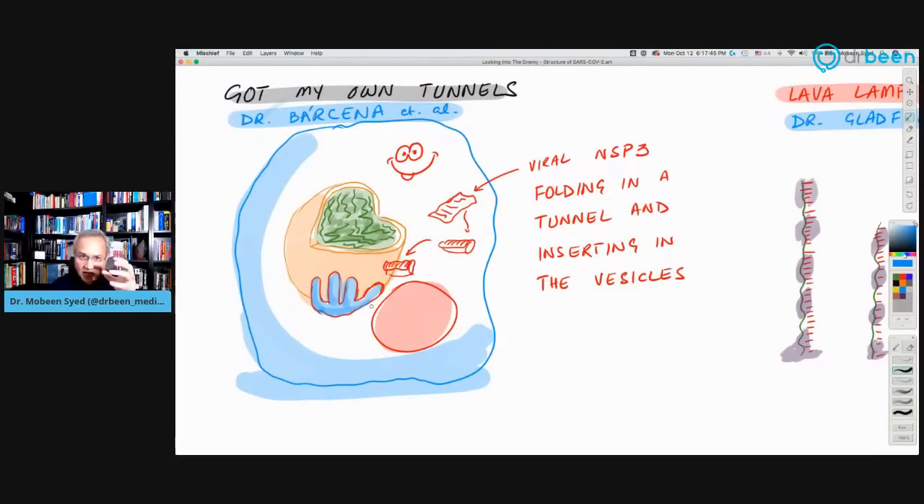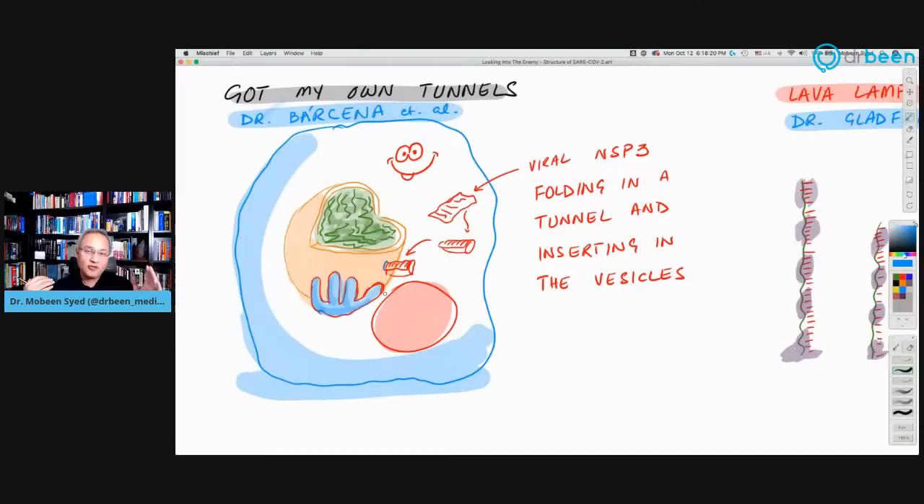There was nothing. And so they were surprised, they were baffled how this RNA comes out of this vesicle. So they found out that the virus makes one more protein called NSP3 protein. That NSP3 protein is folded into the shape of a tube, like if you take a paper and fold it into a tube. Then that tube is inserted into these vesicles here. And that creates a channel, a tunnel in the vesicle, and through that tunnel the viral RNA comes out.